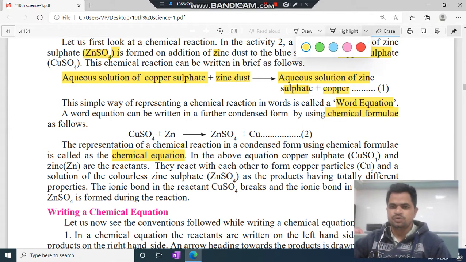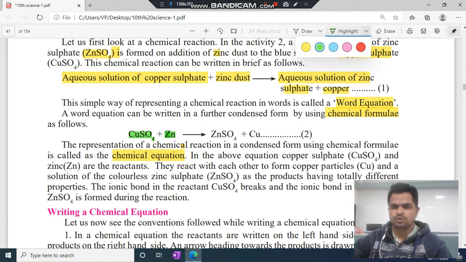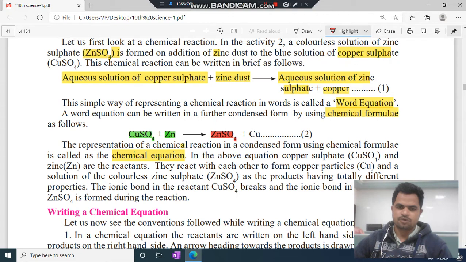I show you the reactants here with the green marker. Copper sulfate plus zinc. These are the reactants. And what is the product? Product I show you with the help of the red marker. This is the product, zinc sulfate plus copper.